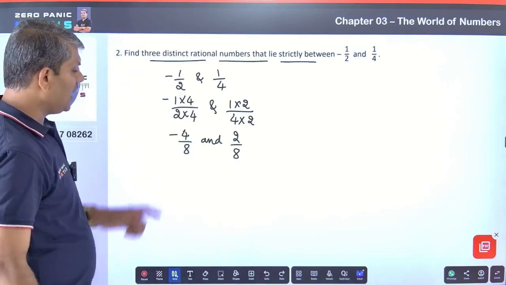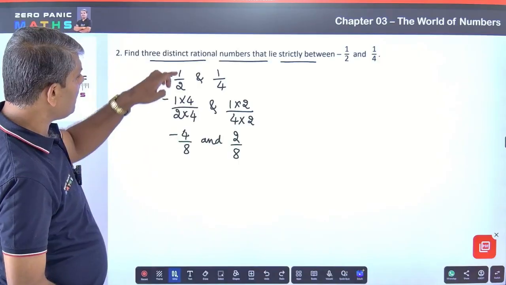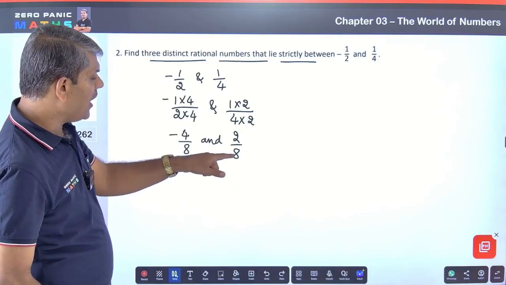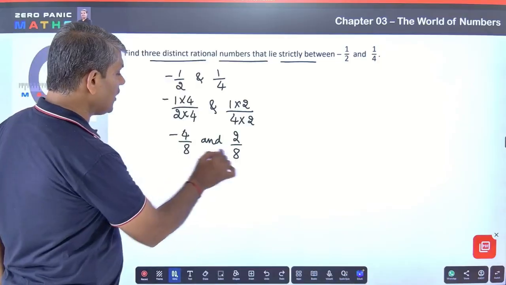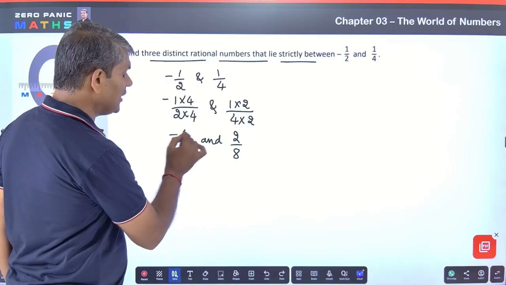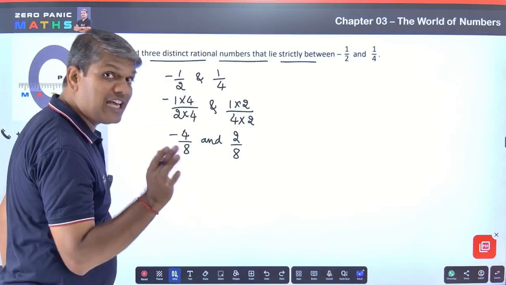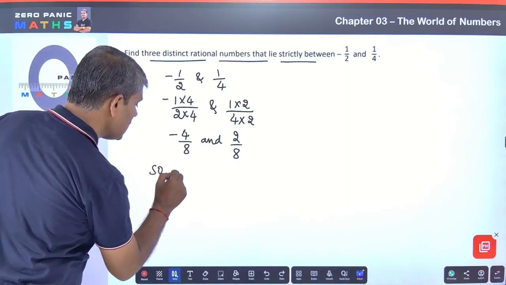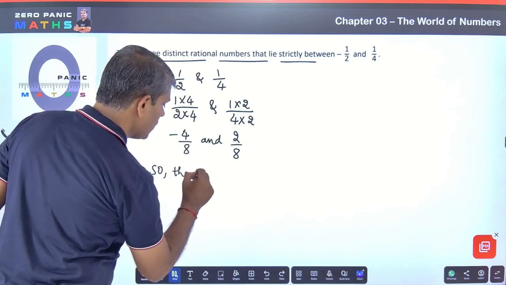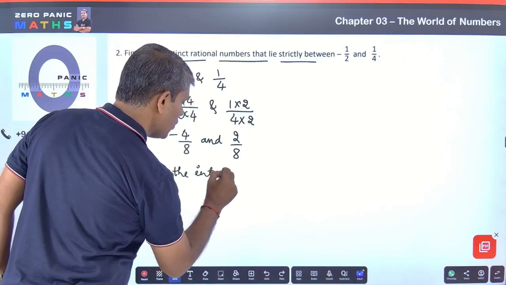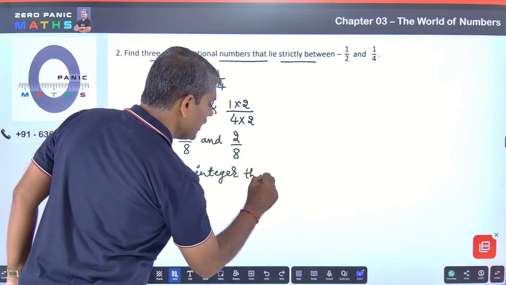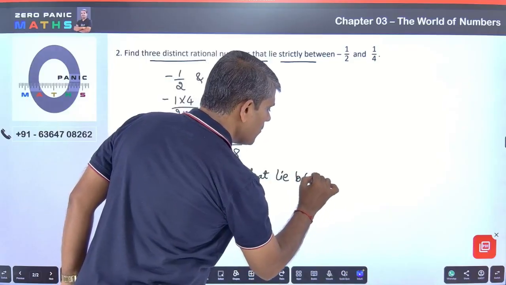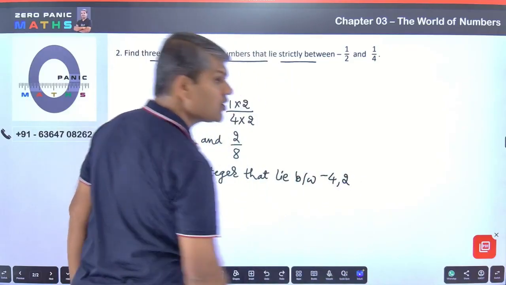So I converted the denominators of the two numbers. These are actually minus half and 1 by 4 only. So minus 4 by 8 and 2 by 8. Considering the denominators are the same, I can take the different numbers that exist between the integers minus 4 and 2. Okay, so I will write that. The integers that lie between minus 4 and 2. You can take the integers only. Integers that lie between minus 4 and plus 2.